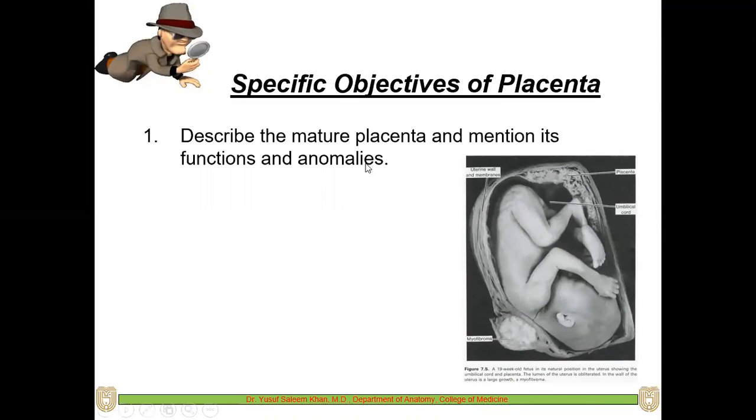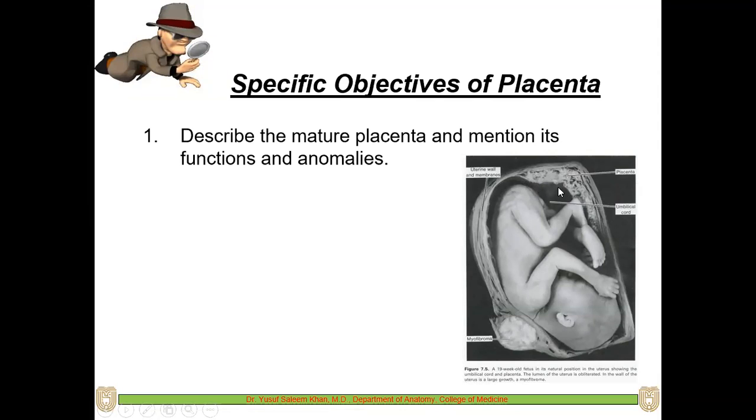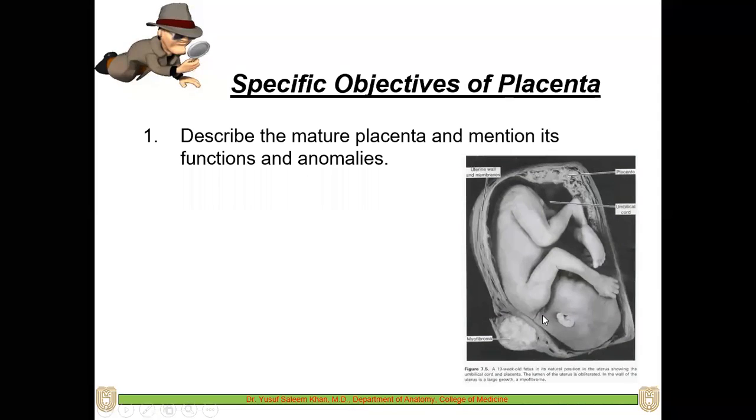Okay, so here you can see a picture showing you the fetus within the uterus, and here you can see the structure. This is called the placenta. So this is the placenta here, just beside the fetus within the uterine cavity.